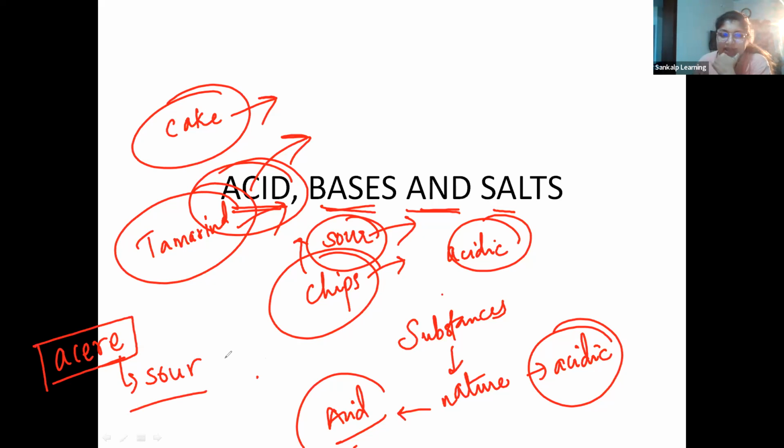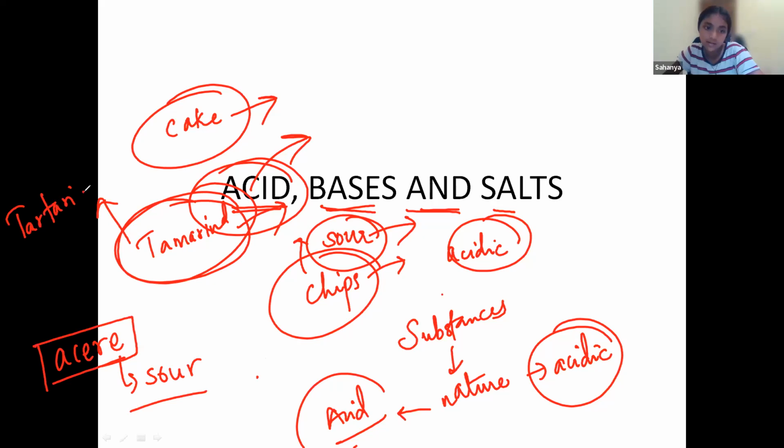Now the acids in these substances are natural acids. Tamarind has an acid called tartaric acid. Then lemon juice has citric acid. So these are natural acids. They are not harmful acids.